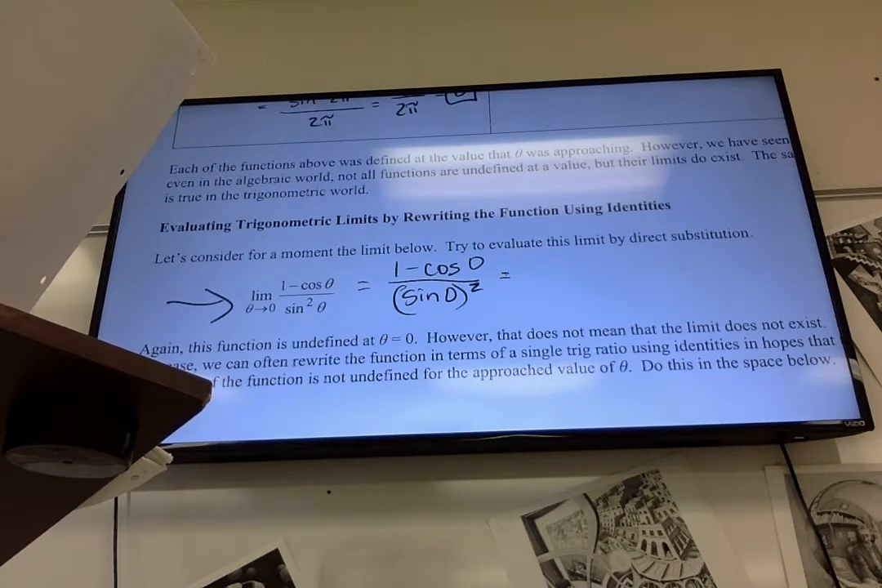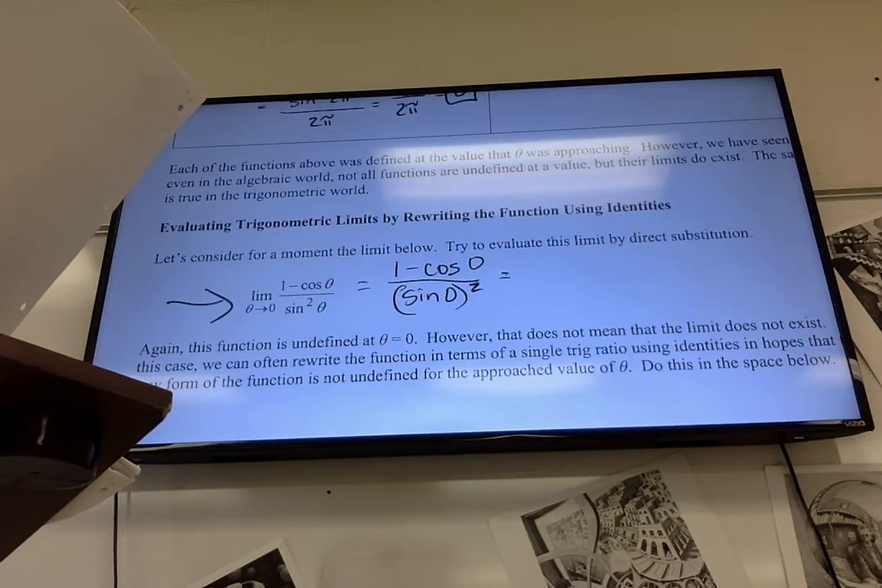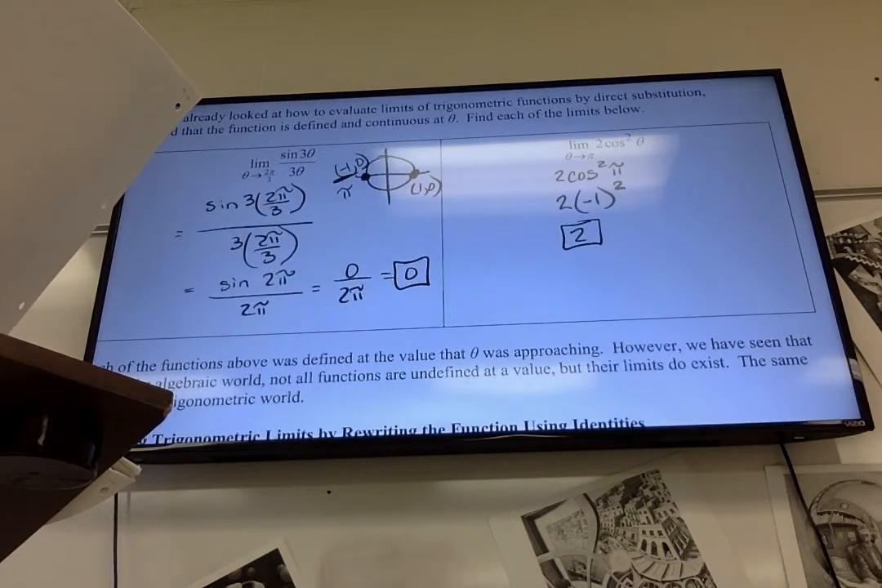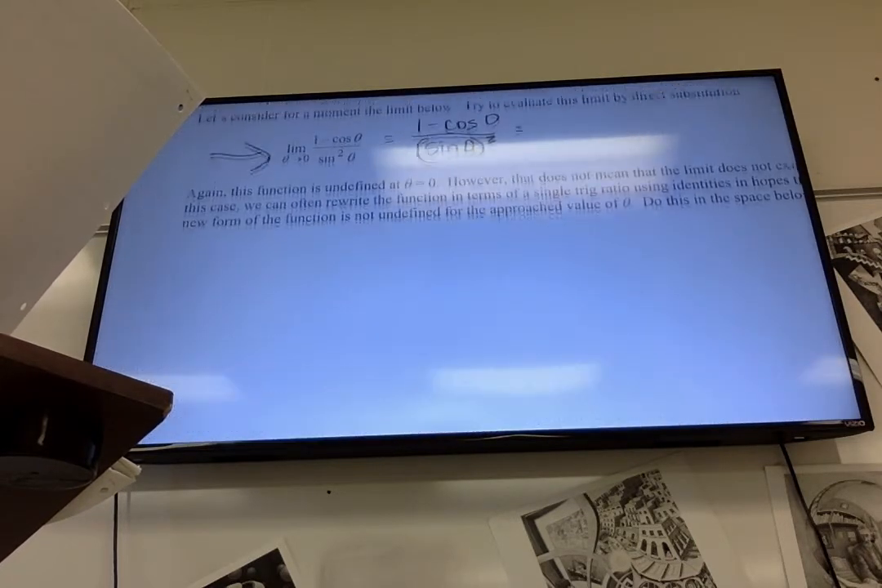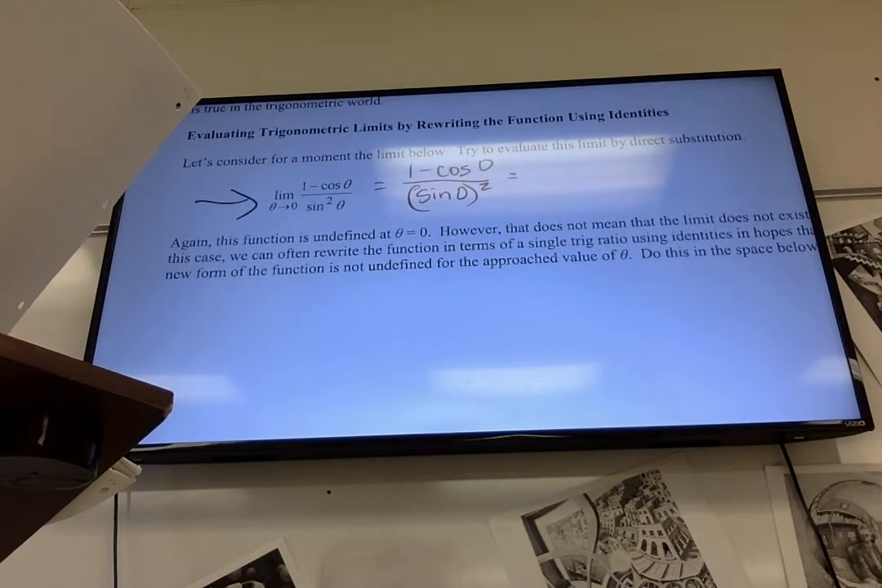What's the cosine of 0? Right here. Yep. It is 1. So 1 minus 1. And the sine of 0? 0. So we have trouble. Like that 0 squared doesn't do anything? So, since there's trouble, we got to figure out a way to do this.